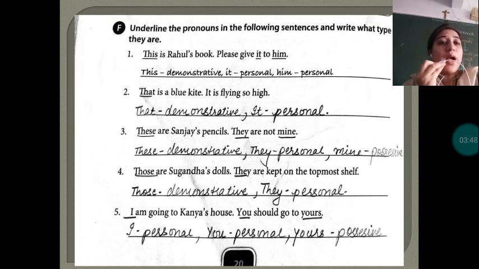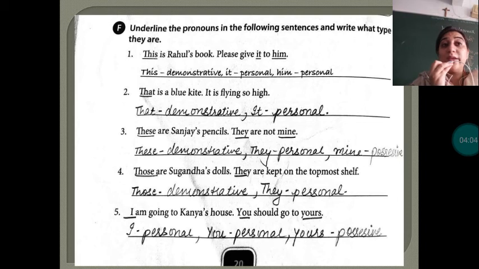That is a blue kite. It is flying so high. So that is demonstrative and it is personal. These are Sanjay's pencils. They are not mine. Again, mine shows possession, so it is a possessive pronoun. They means you are showing whose it is, personal, spoken about.